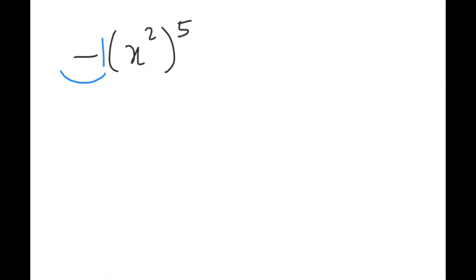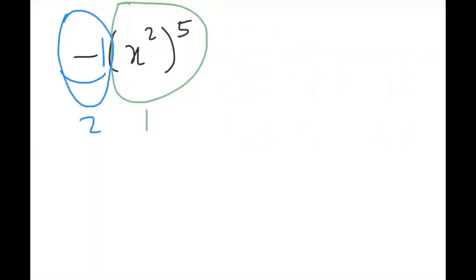I'm first going to do this part over here, the green part, and then the blue part I'm going to do second. So let's do the green part first. X squared to the power 5 becomes x to the 2 times 5, which is x to the 10. But don't forget the blue, which is the minus 1. That must continue all the time.